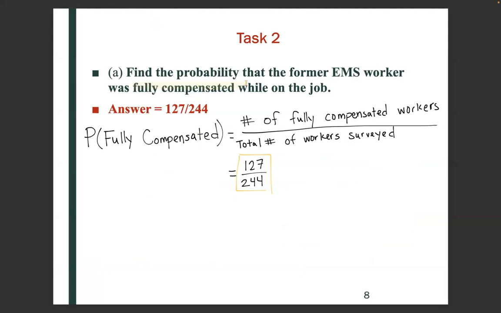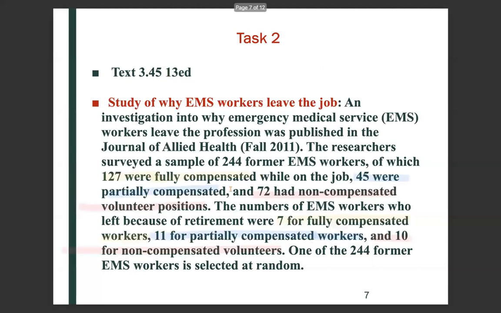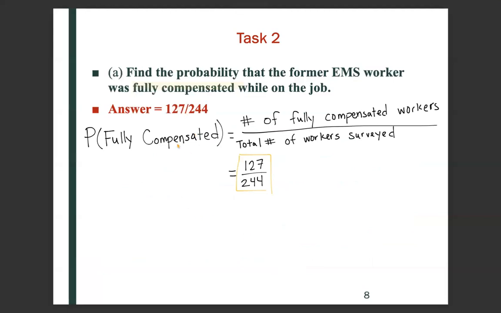Find the probability that the former EMS worker was fully compensated while on the job. And just to refresh our memories, the last sentence was: one of the 244 former EMS workers is selected at random. And that's the total number in the sample. So in order to find the probability that the former EMS worker was fully compensated, we'll need to take the number of fully compensated workers and divide that by the total number of workers in the survey. So the total number of workers in the survey is 244.